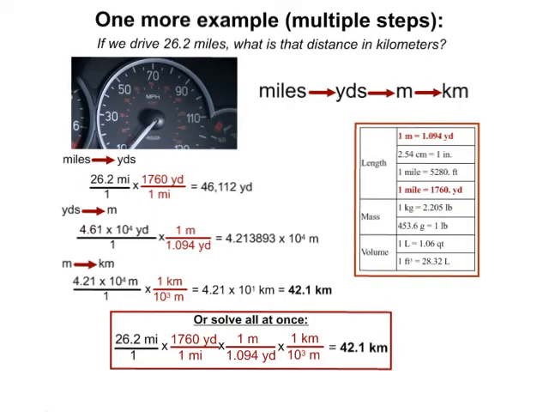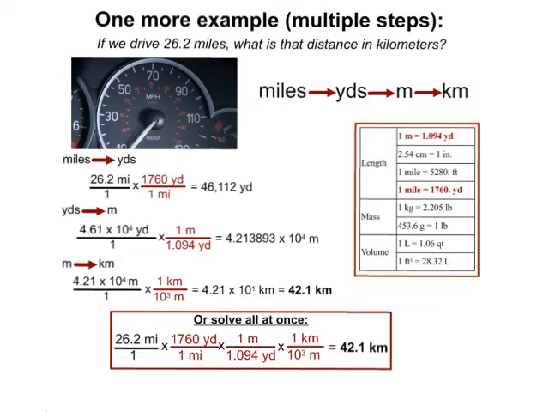We're going to do one that is involving more than one step. Let's say we drive 26.2 miles. What is that distance in kilometers? Now, yes, you can go and you can look up the conversion factor from miles to kilometers. But let's say we don't have that, okay? Let's say these are the only conversion factors we're given. We're going to have to do this in multiple steps.